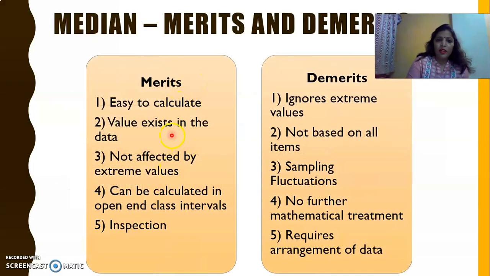Merits, it is easy to calculate. The value exists in the data, not affected by extreme values. It can be also calculated for open and class intervals, and it could be located by inspection also in many cases. It ignores many a times extreme values because extreme values will lie on the ascending or descending end. It is not based on all the items because it is only seeing the middle value. It is affected by sampling fluctuations in many cases, that if two different samples are drawn at different points of time, the median value may differ. It cannot be treated further, and it requires arrangement of data into ascending and descending order.